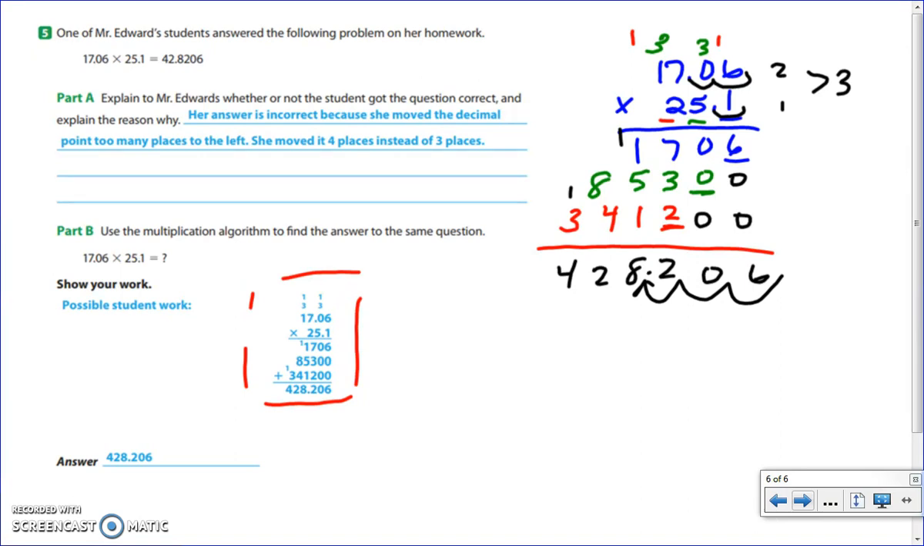So it looks like one of Mr. Edwards' students did a really good job multiplying, but unfortunately the only difference between our answer and their answer is that the decimal place is in a different spot. So that student probably didn't use estimation to make sure her answer was accurate. But you can see that it explains in the book for part A that she moved her decimal places too many times. She should have only moved it 3 times. And so when we found the answer, that's what it should be.